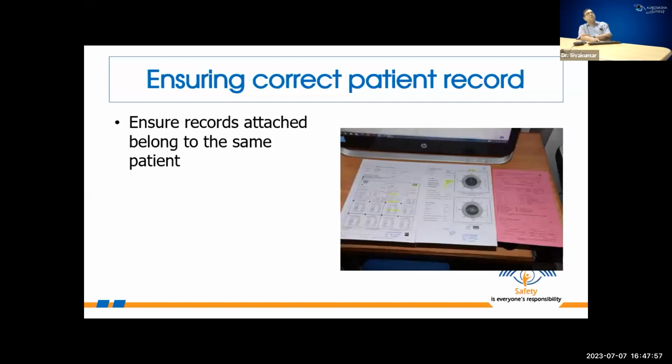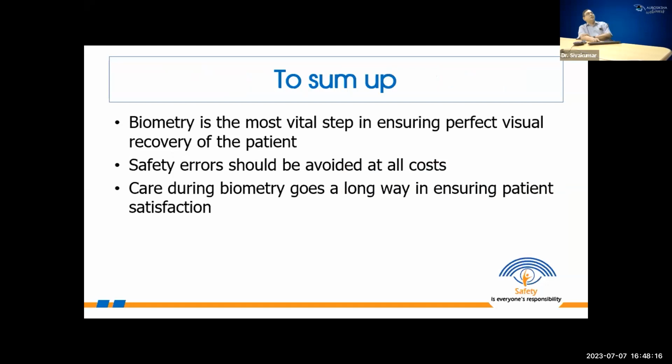Like you see here, this printout from the A-scan or the optical biometer, the printout from the toric calculation and the counseling card. We have to make sure that all of these belong to the same patient and the patient is carrying his own record. So all these will ensure that we implant a correct IOL.